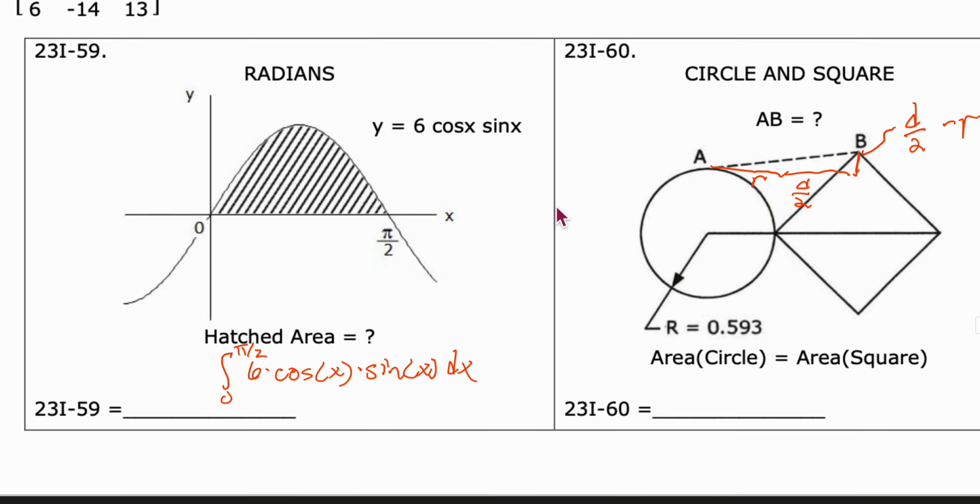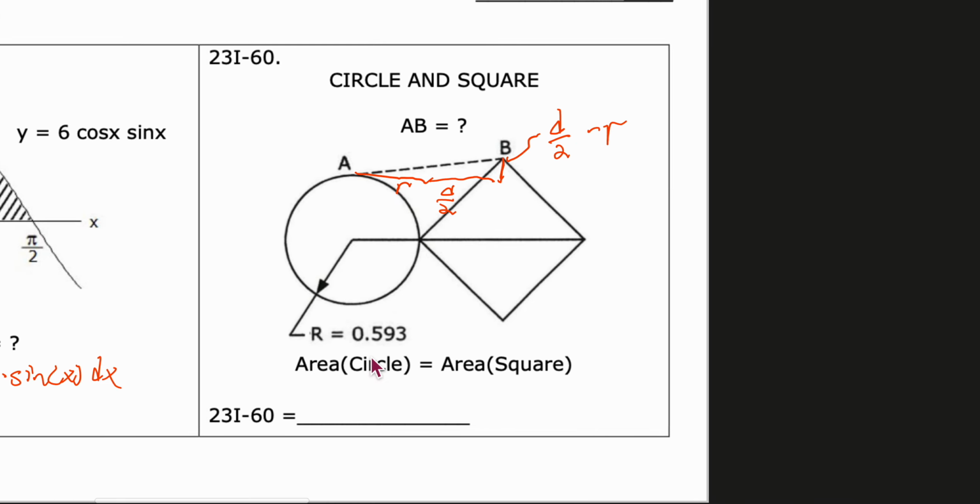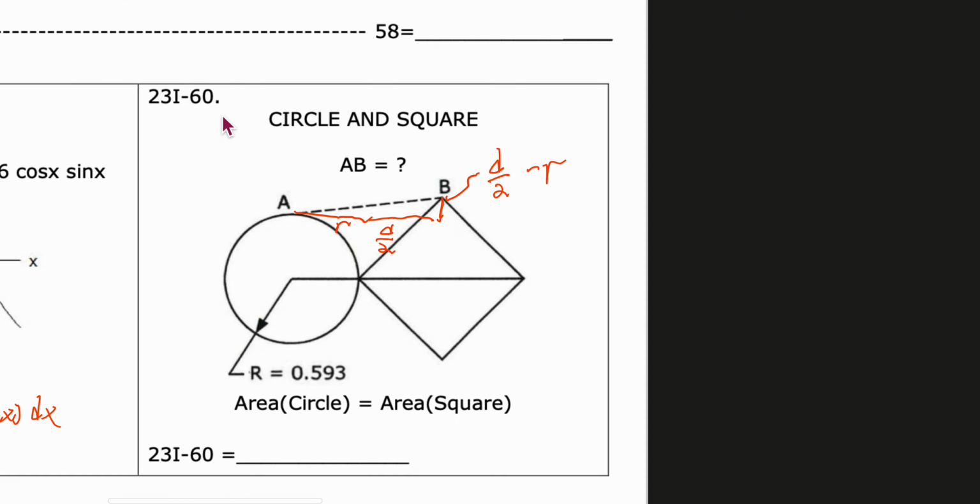Let's continue with 59. 59 is, thankfully, a straightforward question. They want us to get the hatched area of this function, and they give us the function is equal to 6 times cosine of x times sine of x. And from there, we're going to want to do an integral, and we're going to integrate from 0 to this point, which is pi over 2. Pretty straightforward.